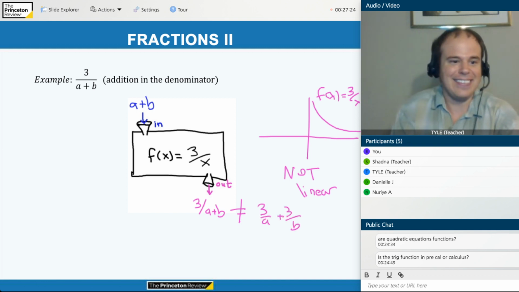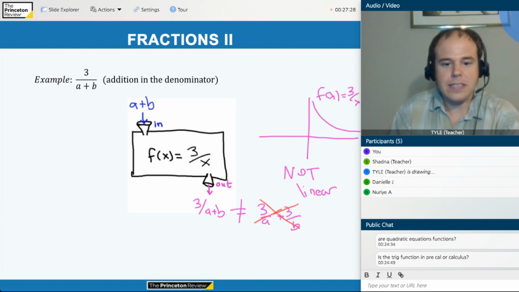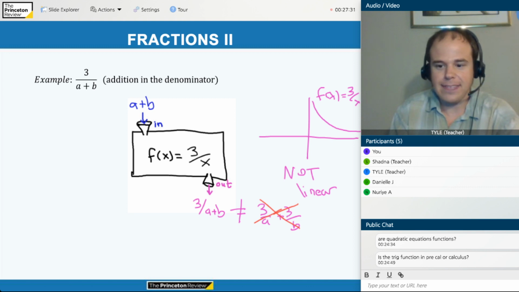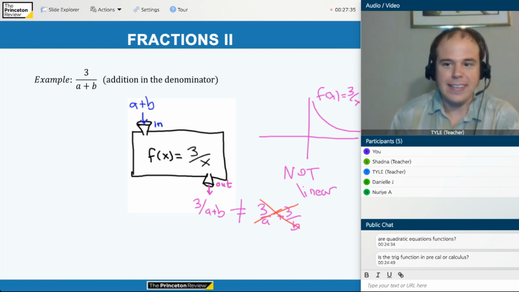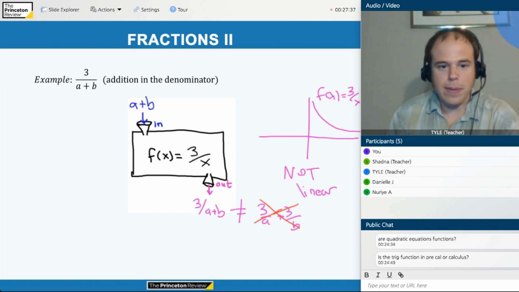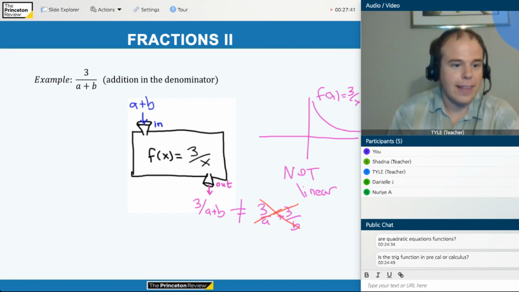Can't do that. That's also a really common mistake that even advanced students make when they're working with fractions, because it's so easy to forget. Are you allowed to split it up? Are you not? No, you're not. And the way you can remember is that 1 over x is not a linear function, so you're not allowed to split it up like this.